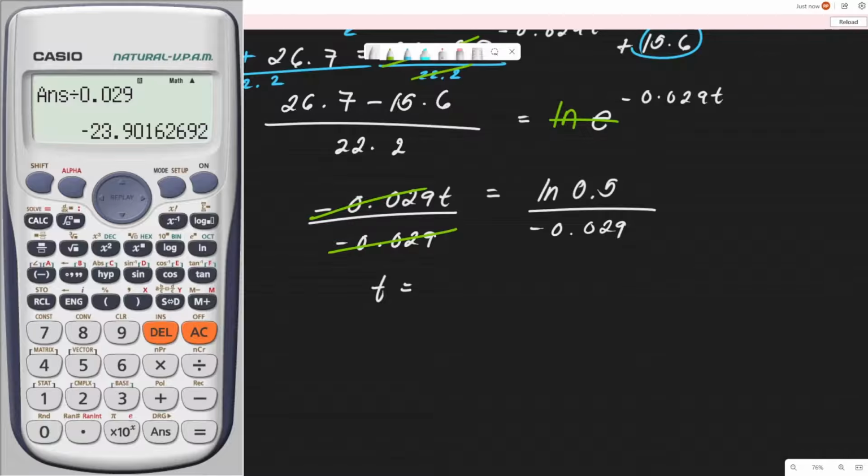Remember guys, the natural logarithm of any value less than 1 but greater than 0 is negative, because ln 0 is undefined. So values like 0.001, 0.5, 0.75 always have a negative natural logarithm. Since that is negative, negative divided by negative is positive. So let's repeat: 0.5 divided by negative 0.029.